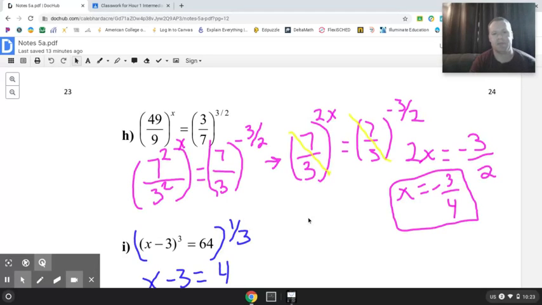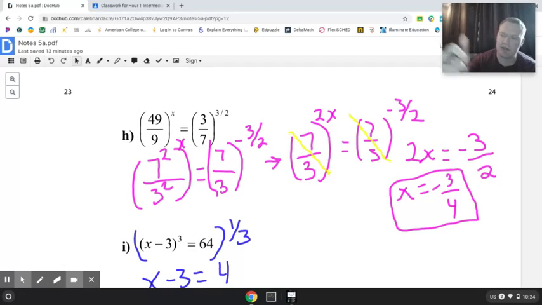All right. So for H, I had 49 and 9. I rewrote them as squares. So 7 squared over 3 squared. And then I took my 3/7 and I flipped it because I recognized that I have a 7 over 3 and a 3 over 7. So if I flip the 7 over 3, then they're both 7 over 3, which means that we had to become a negative 3/2. I then pulled out that 2x, or I pulled out that 2, the square, from both the 7 and the 3. So I got 7 over 3 to the power of 2x. Then my bases were the same, so I dropped them, took negative 3/2 and divided it by 2, and got negative 3/4.